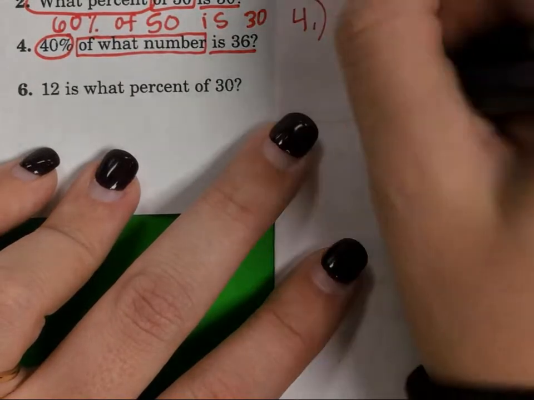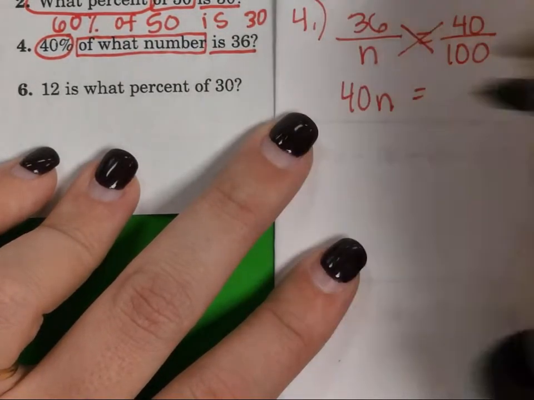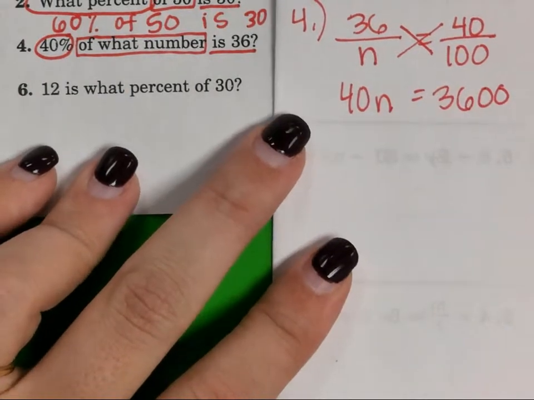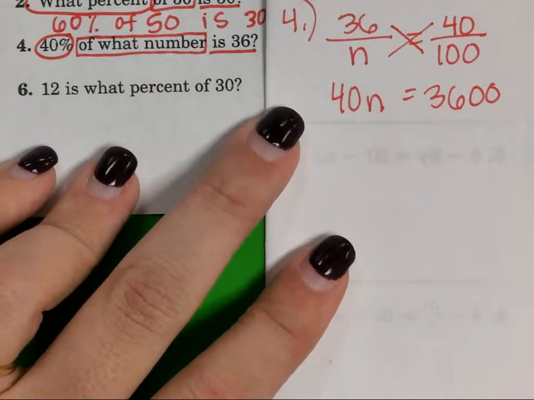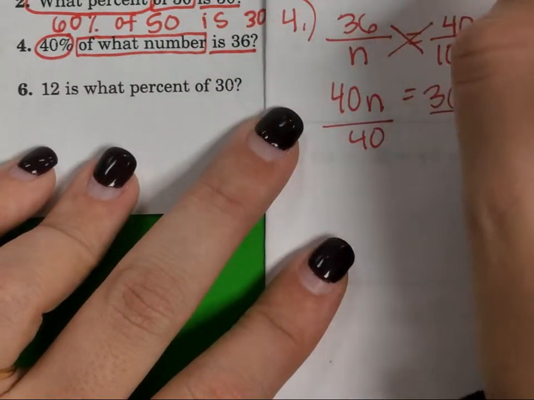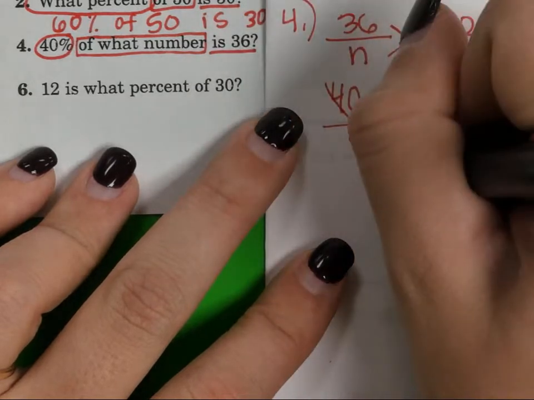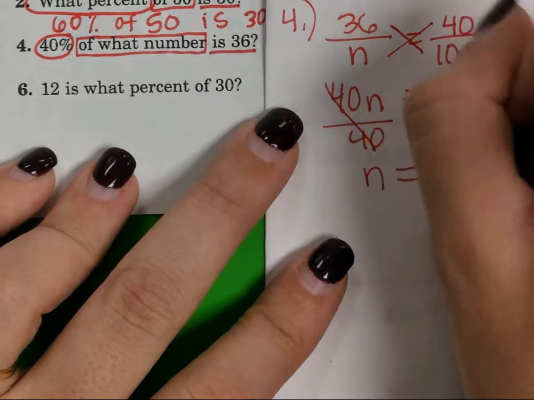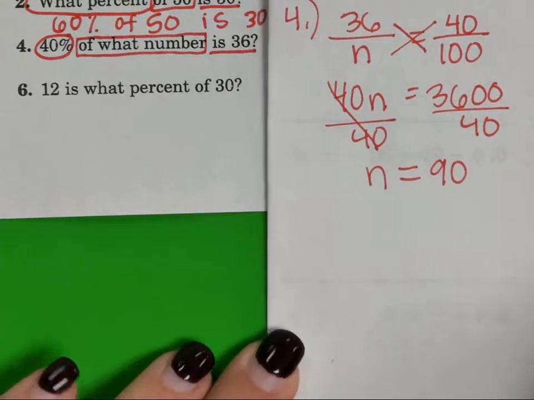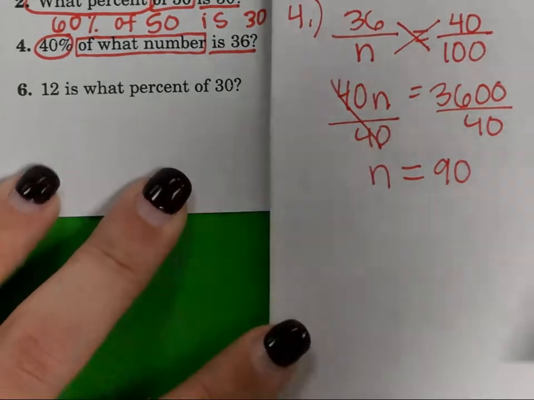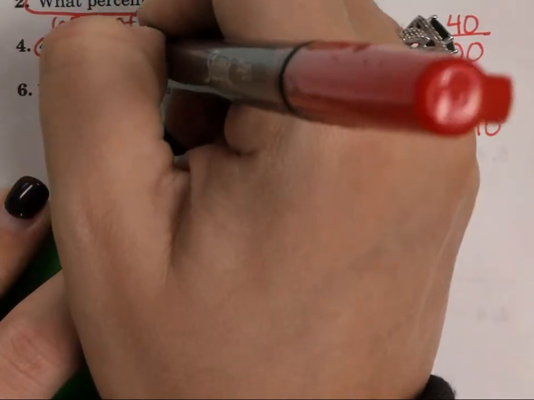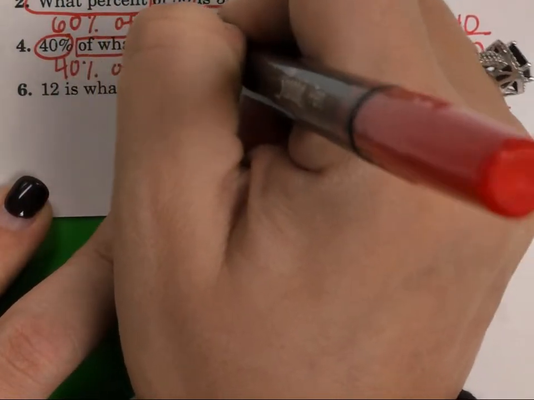Cross multiply. And 40n equals what? Now how do I solve for n? Divide both sides by 40. And n is equal to what? 90. So that means that 40% of 90 is 36.